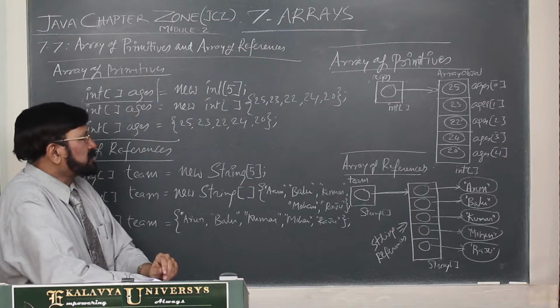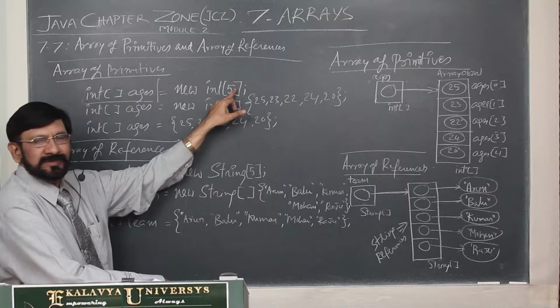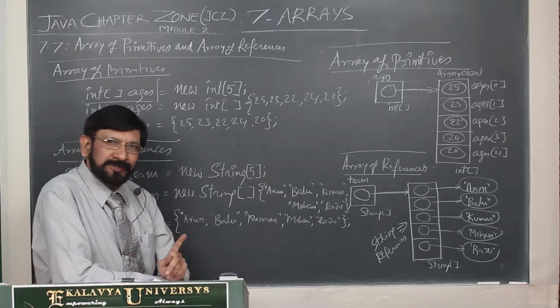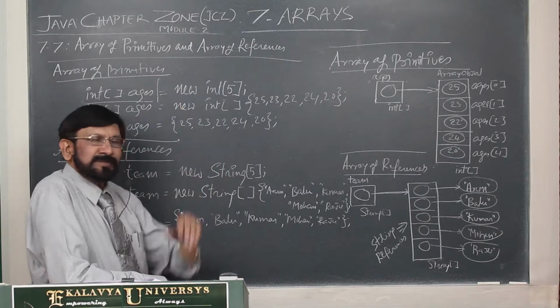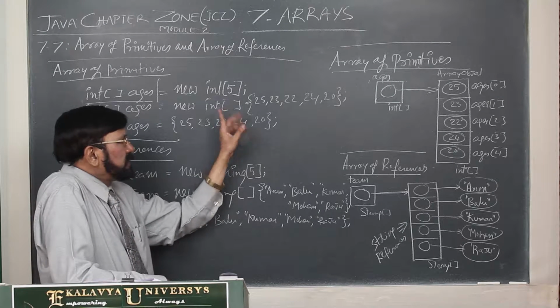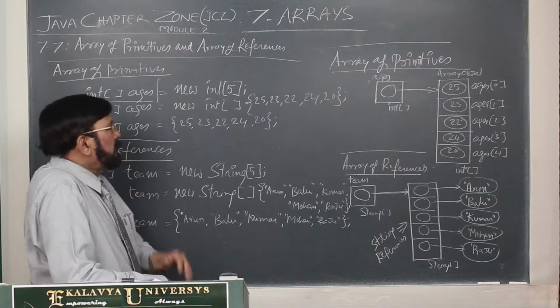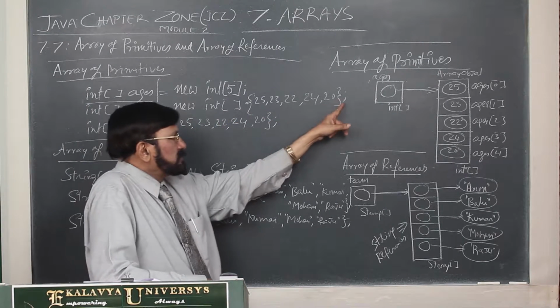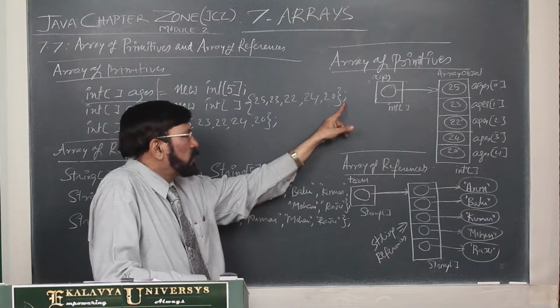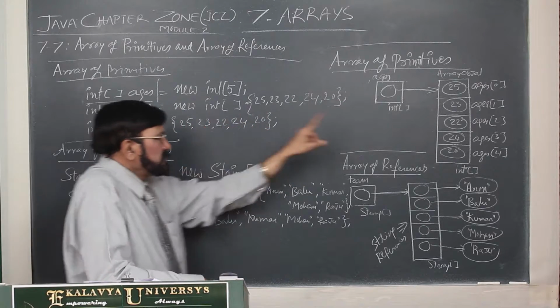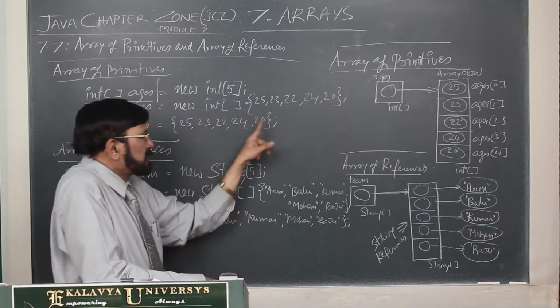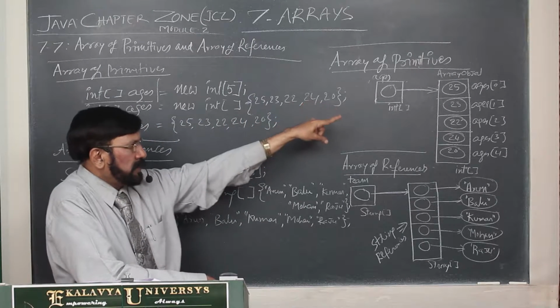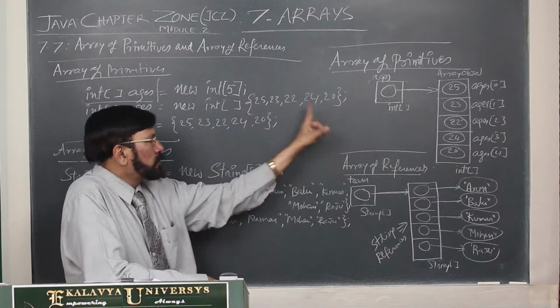Here one precaution. What is that? Here you have given size. When you are initializing, you should not give a size. If you give size, it leads to an error. And one more thing, after this, it should be terminated by semicolon. As a result of this, this is created. As a result of that, now you see 25, 23, 22, 24, 20.